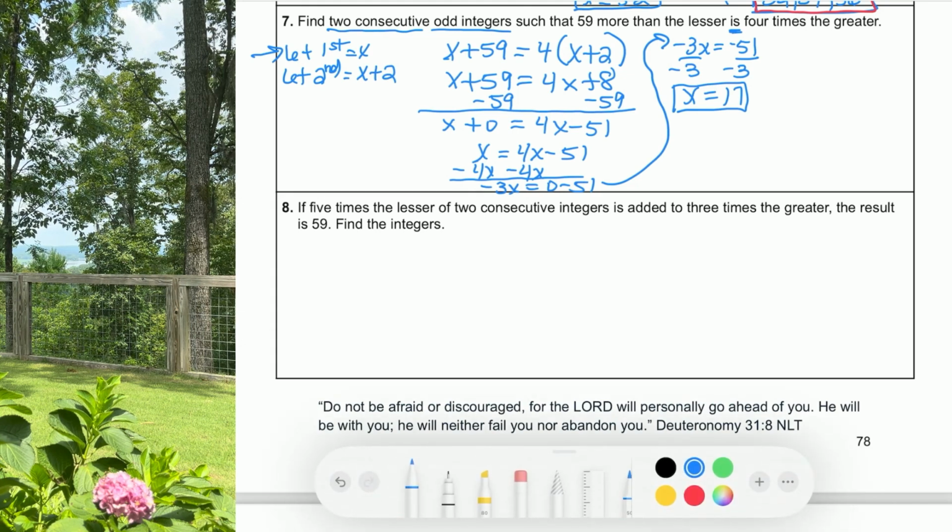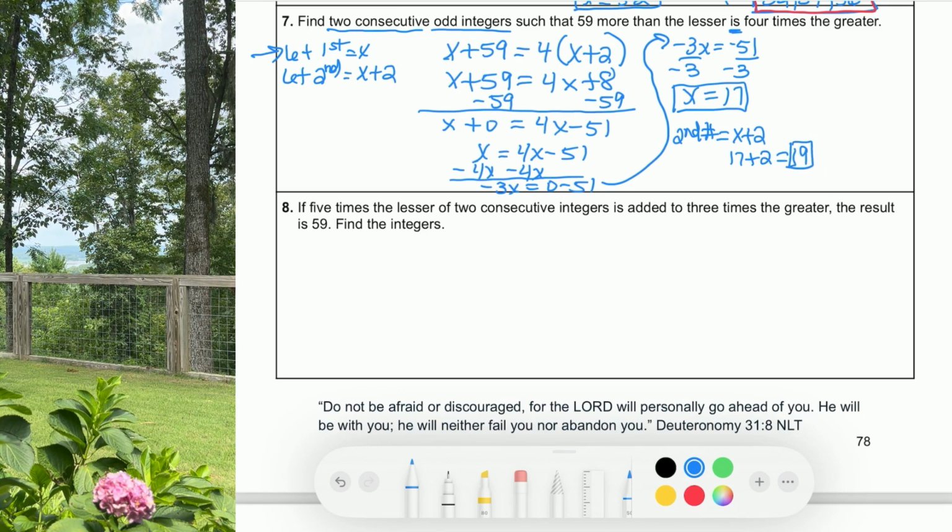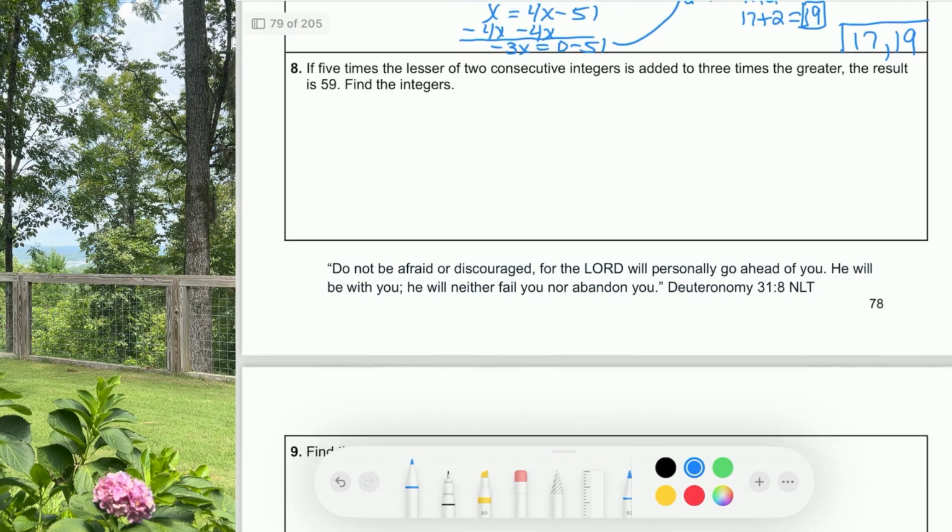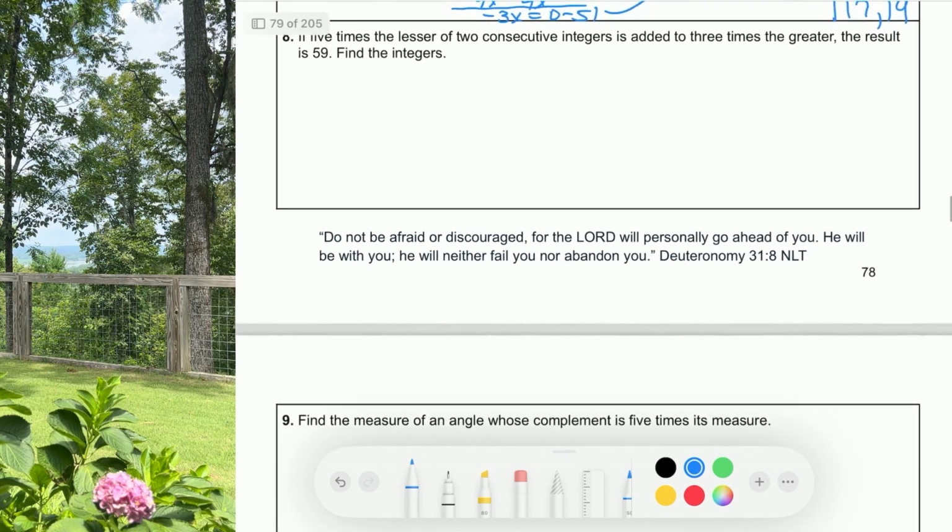Now I need to find my other number, basically. So I have, let's see here, our first number is 17. Our second number equals x plus 2. So 17 plus 2 gives us 19. So our two numbers are 17, 19. Number 8.